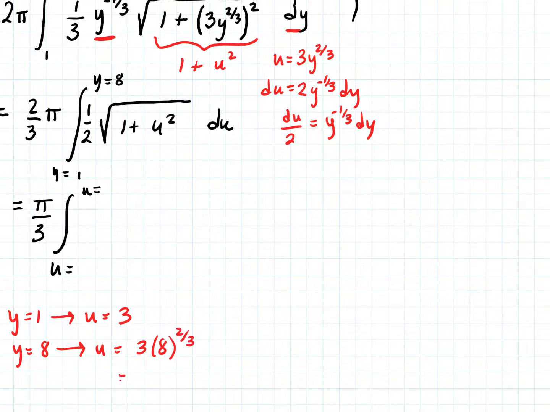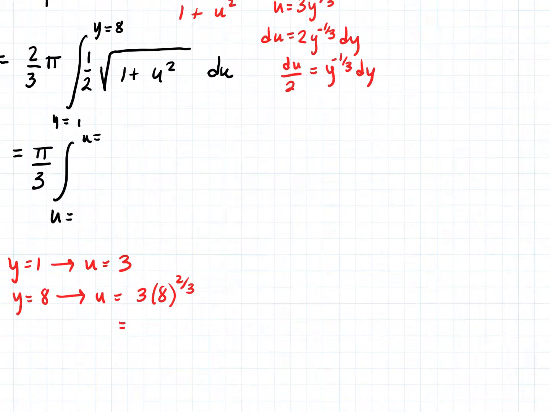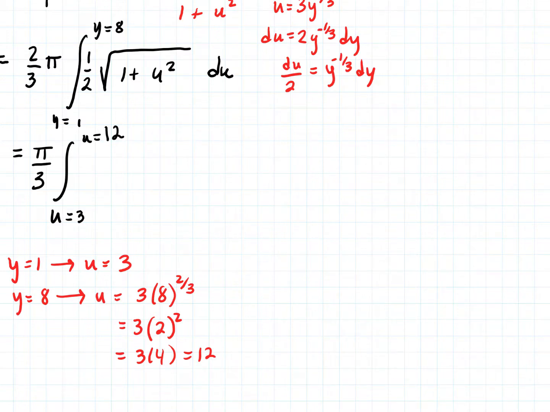But remember that that is actually just the cube root of 8 squared. So we've got 3 times the cube root of 8 is 2, so 2 squared, and that ends up being 3 times 4, or 12. So we can make our changes on the bounds. U is equal to the lower bound, it becomes 3, and the upper bound becomes 12. And then this ends up being the square root of 1 plus u squared du.